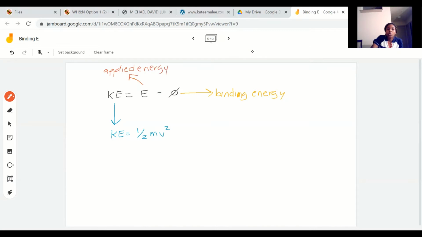What you need to know is that regardless of what kind of energy I'm calling it, the basis of energy in general is still going to use the same formulas. E equals h times frequency, E equals hc over lambda. Like these formulas, right? Just because I'm calling it binding energy, kinetic, or applied energy, there's still energy, so I can still use these formulas. In terms of kinetic energy, however, kinetic energy is specifically the difference between my applied energy and my binding energy.